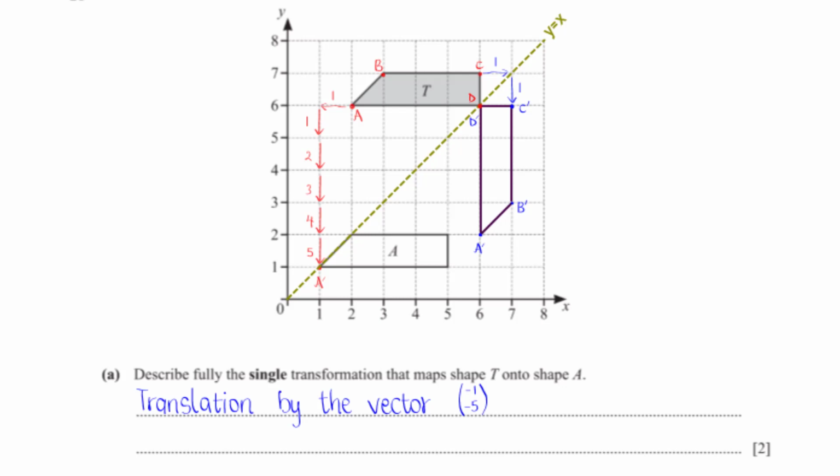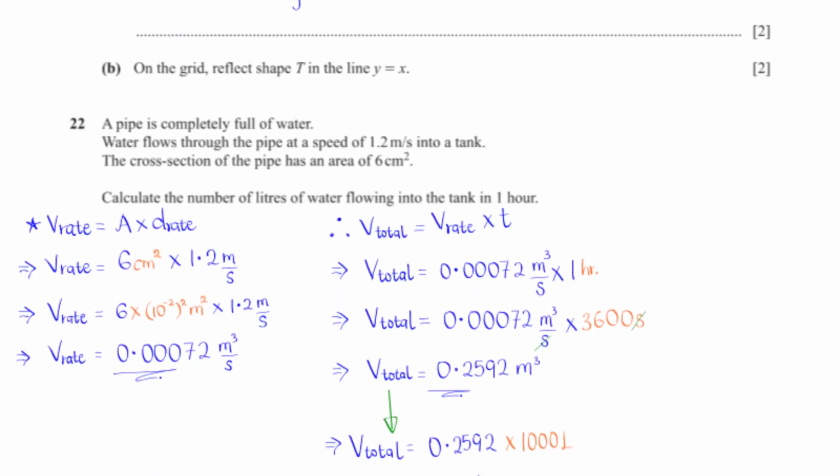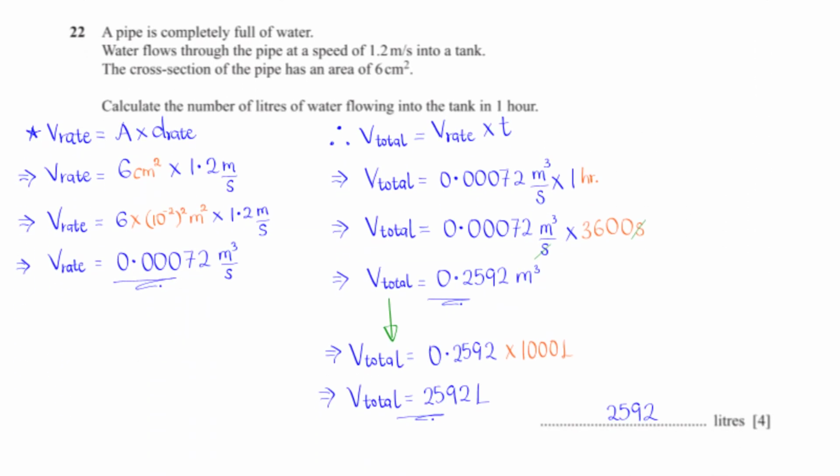For point A, since we move 4 units to the right to touch the line of reflection, we also need to move 4 units downwards to pin the new position of point A. For point B, we move 4 units to the right to touch the line of reflection, and so we also need to move 4 units downwards to pin the new position of point B. After we have done this, we can now map out the reflected image of shape T in the line y is equal to x.